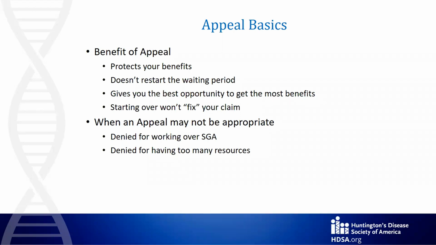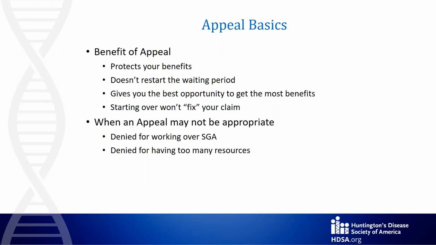And again, if you get approved while going through the appeal process, and let's say your onset date was 2 years ago and then you finally get approved, you get past due benefits for all of that time. If you start over, you lose those past due benefits. So you're leaving a lot of money on the table if you don't appeal your claim.